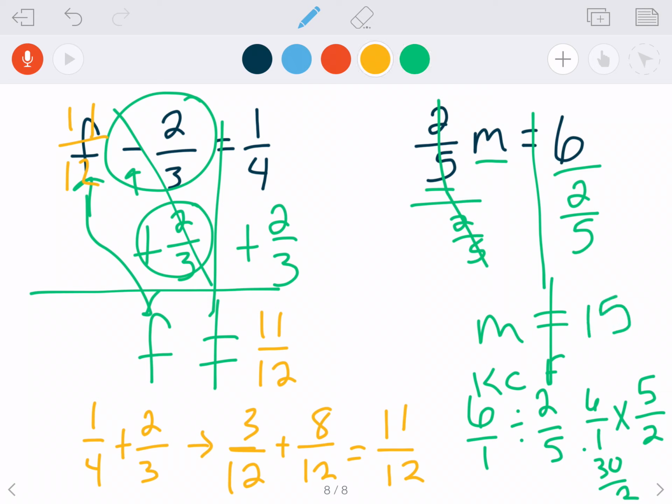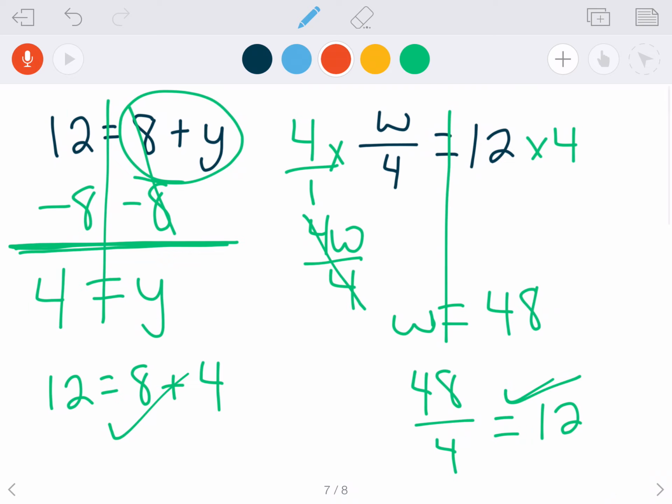So if we were to check our work, I'm going to use a different color here. 2/5 times 15. 2 times 15 gives us 30. 5 times 1 gives us 5. So that would be 6 as our answer, which is exactly right.